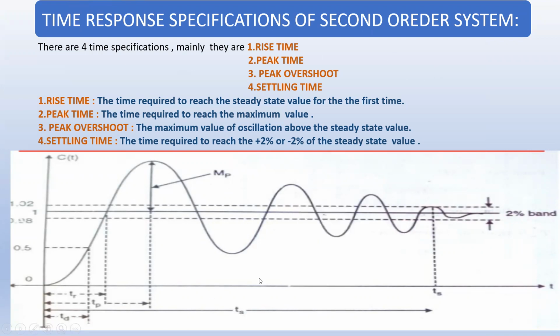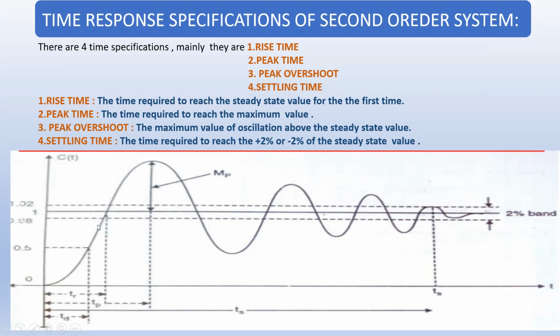this response, we can have four time response specifications which are included in this figure. What are they? Let us see. One is rise time. We will see what is rise time, what is peak time, what is peak overshoot, and what is settling time. The definitions are given over here.